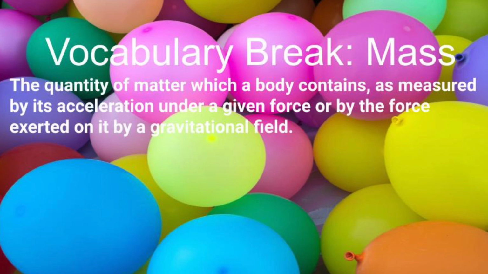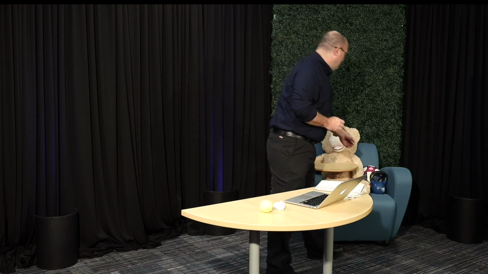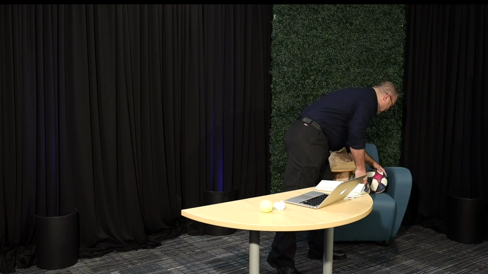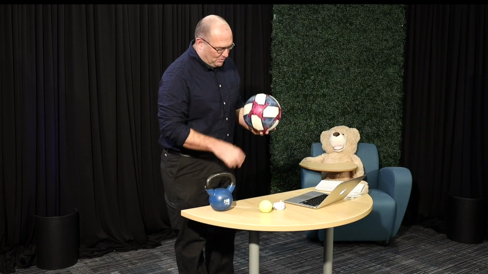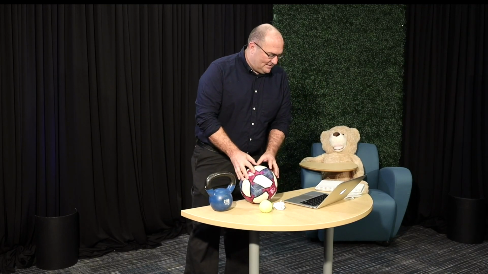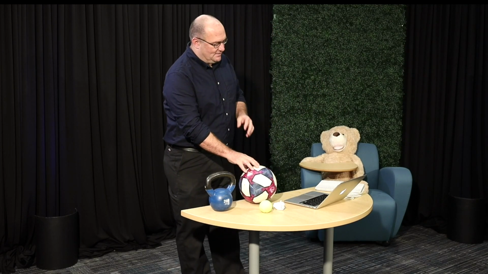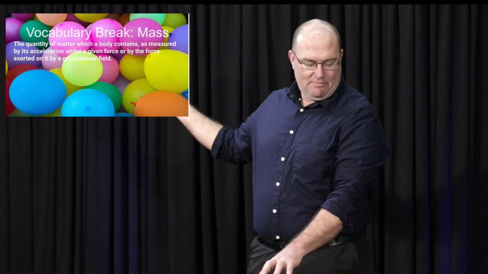Because when we're talking about gravity, we want to talk about mass. Gage is also holding two objects. Mass is often confused with weight, but weight is a little different. Mass basically is the quantity of matter which a body contains, so how dense it is, how much matter is in it.